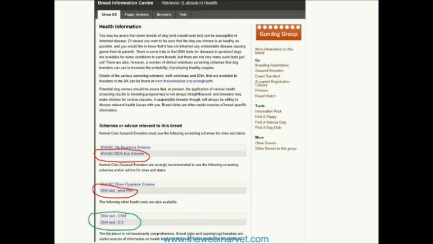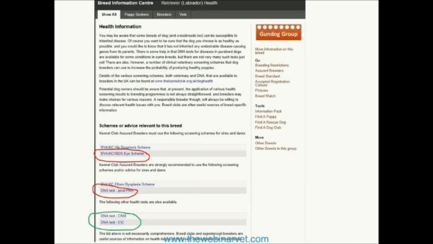You get an idea about some general health information, again written for the general public, and the schemes or advice that we feel are relevant to this breed. And by we, I mean the Kennel Club, the breed clubs, and our external veterinary and genetic advisors. So it isn't really just me personally sitting and thinking up what would be a good idea. We're very keen to incorporate as much expertise as possible in this health information and in the advice.